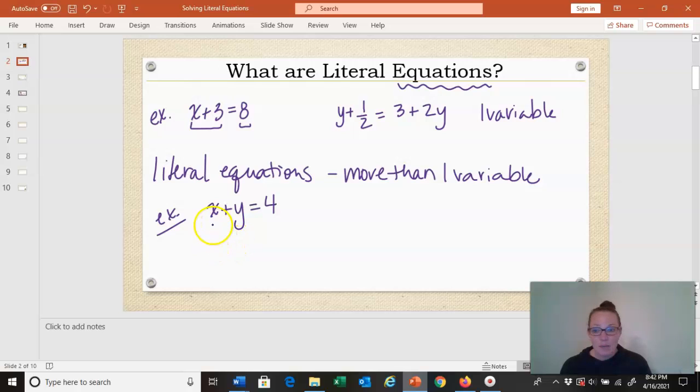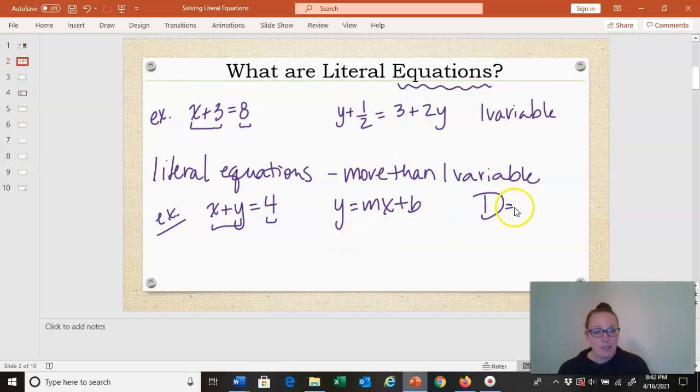It still means that whatever's on the left is going to equal the right-hand side, but now we have more than one variable. An example you guys are totally used to, y equals mx plus b. This is an example of a literal equation. And look at this one. This one has all letters, but still, we know that whatever values we put in for these, the left is going to equal the right.